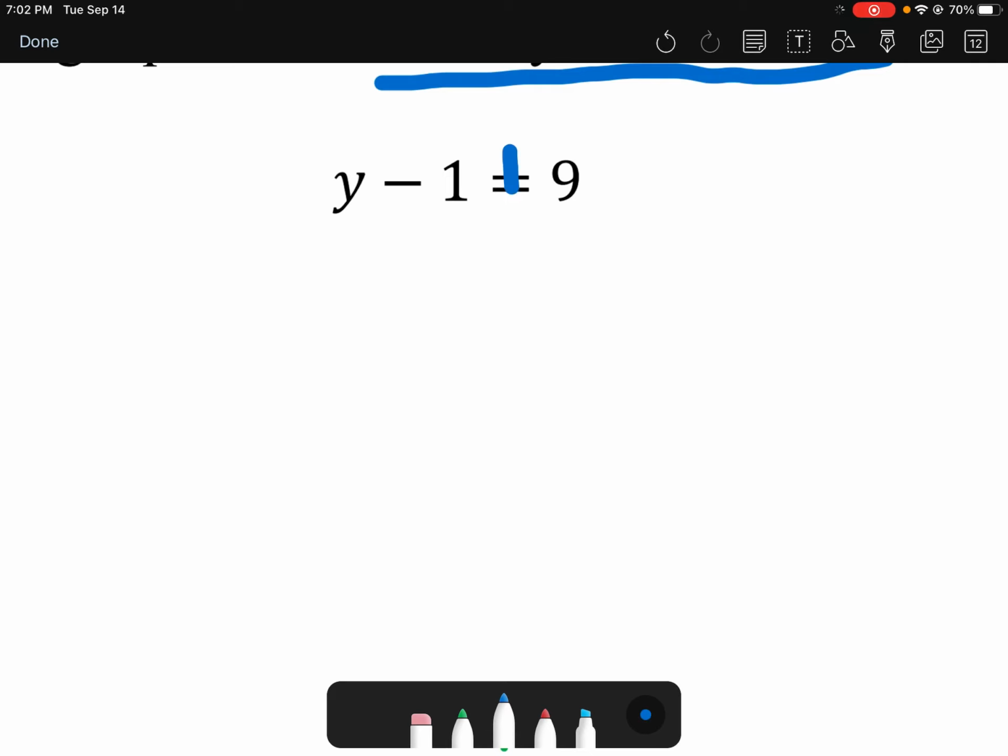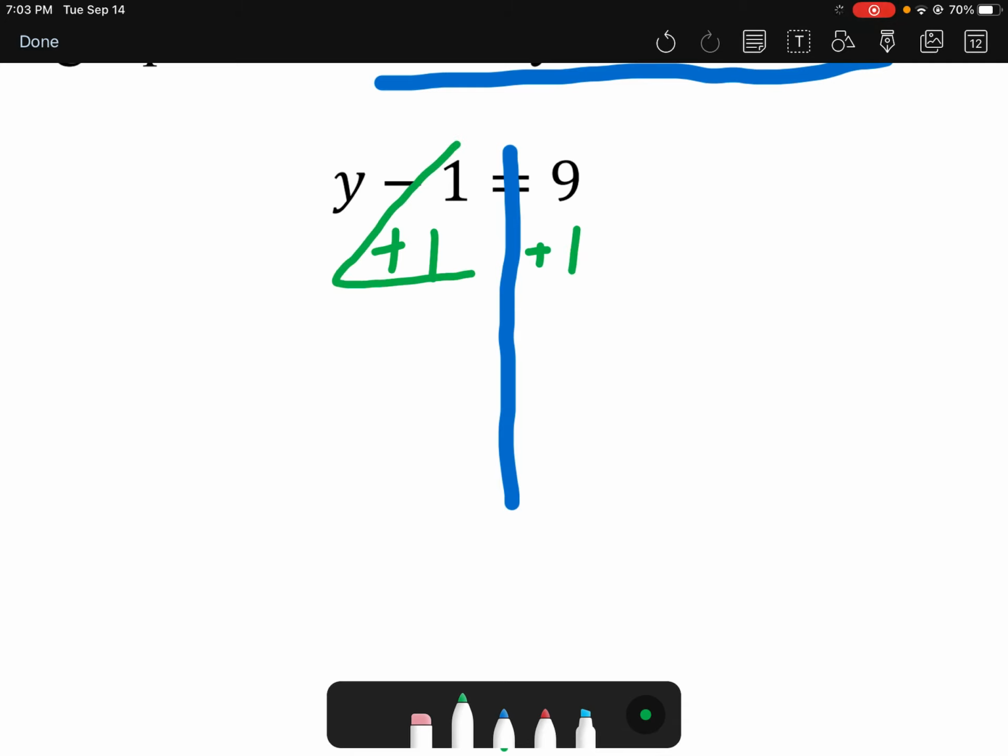Looking at our next one. I have y minus 1 is equal to 9. So you have to look at the operation going on between y and 1. I am subtracting here. So my inverse operation to subtraction is addition. So I will add a 1 to both sides. By adding a 1 to the left side, all that's doing is just canceling out this minus 1 here, leaving me with just my y. On the right side, I have 9 plus 1, which is 10. Y is by itself, so I have y is equal to 10.